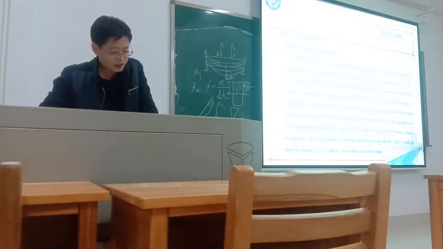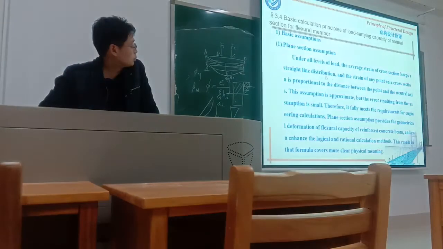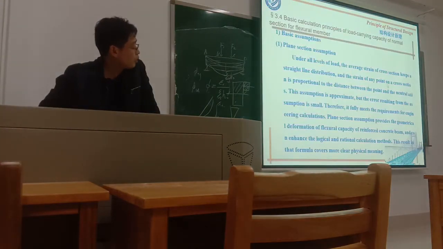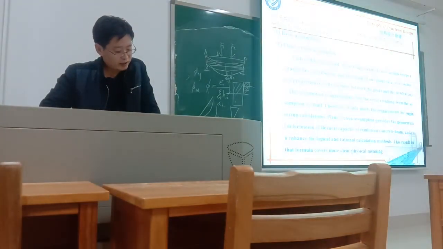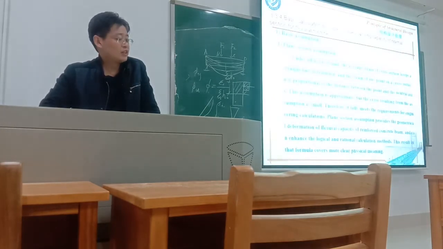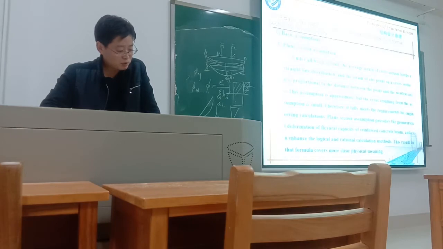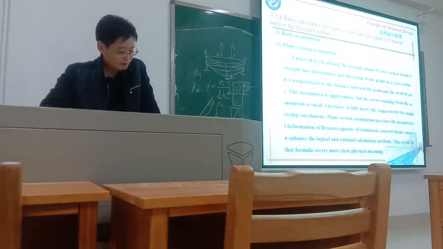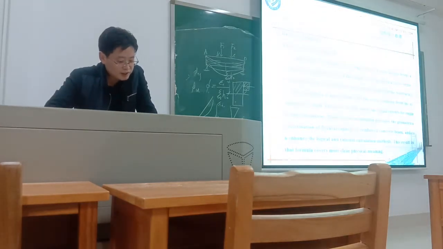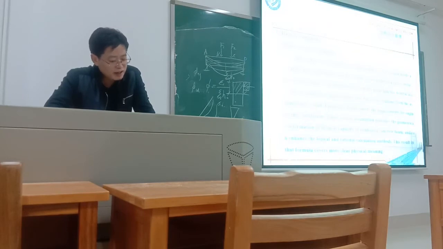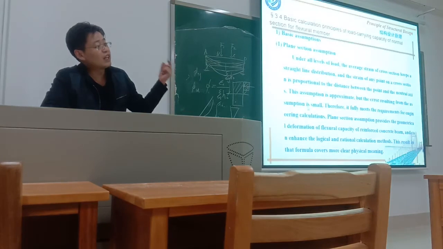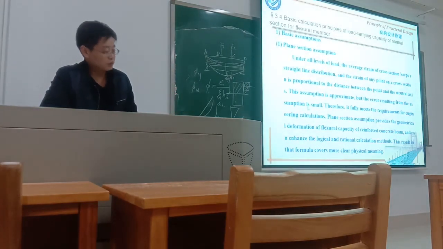So it keeps a straight line distribution, and the strain at any point on the cross section is proportional to the distance between the point and the neutral axis. That's the most important idea of this plane section assumption. This assumption is approximate, but the error resulting from it is small, so it's enough for practical projects.